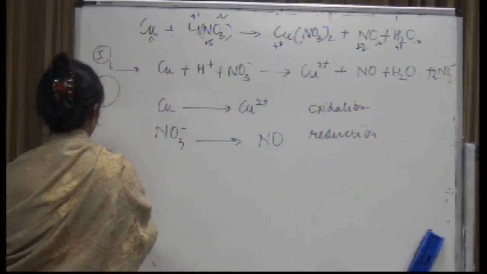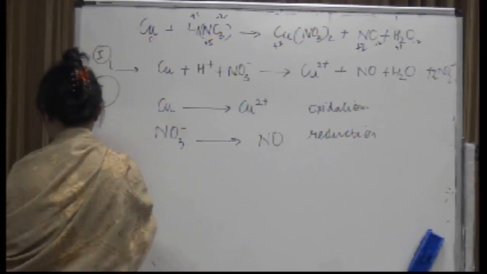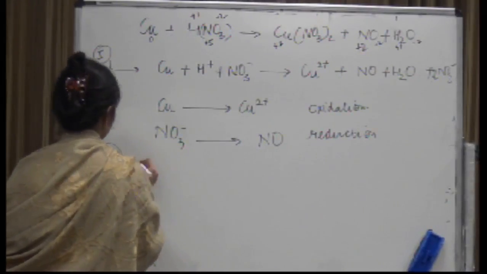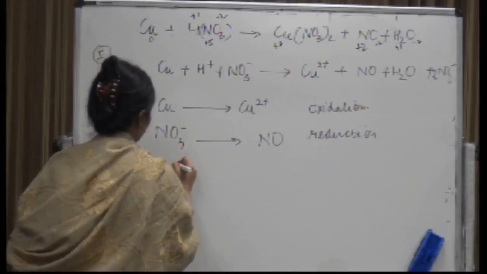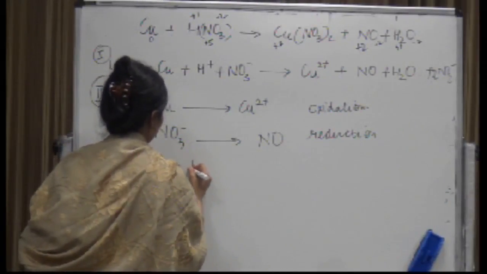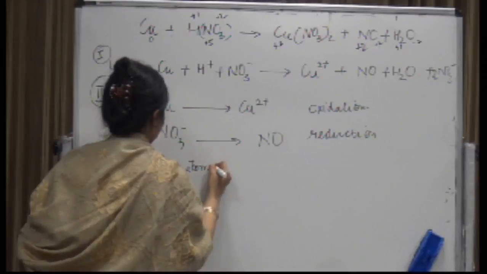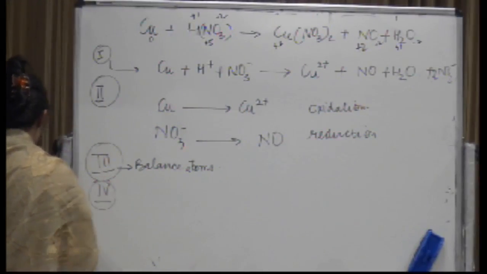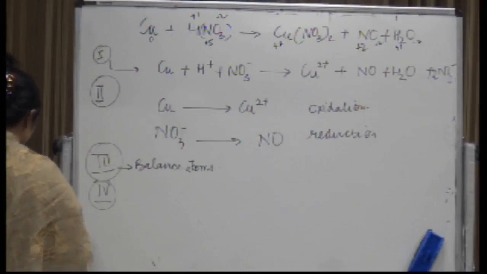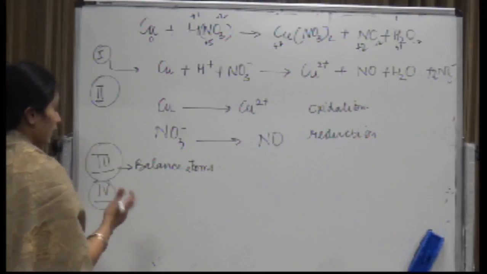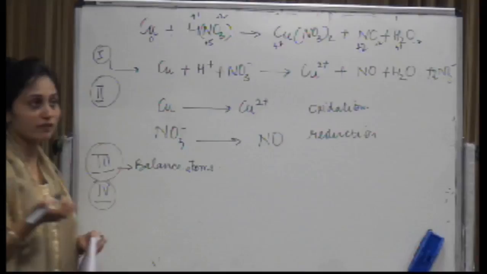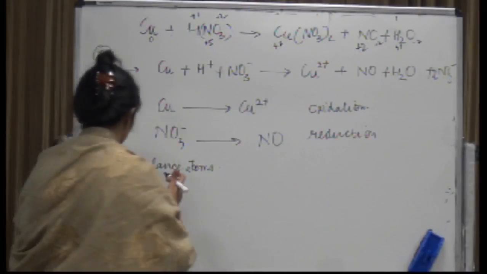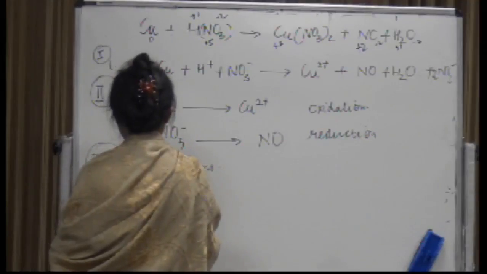Next, now balanced in the third step. In fact the fourth. In the third step what will you do? You will be balancing atoms. And this is already balanced, so I am not writing it again. In the fourth step, you balance hydrogens and oxygens depending upon whether it is an acidic medium or an alkaline medium. ठीक है? Now balance hydrogens and oxygens.